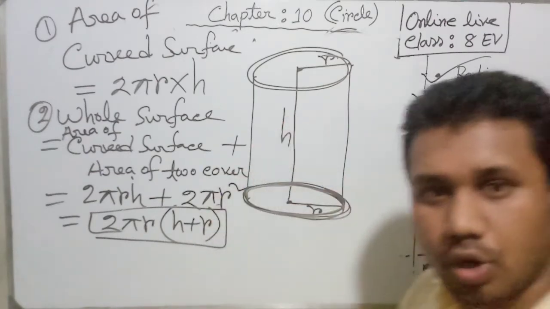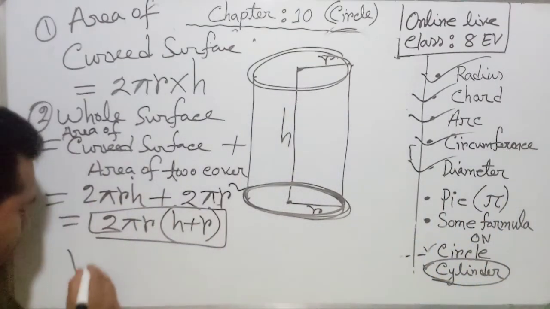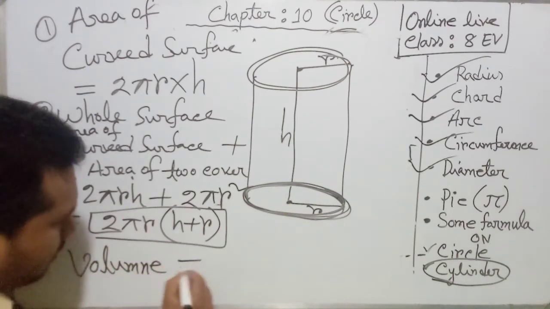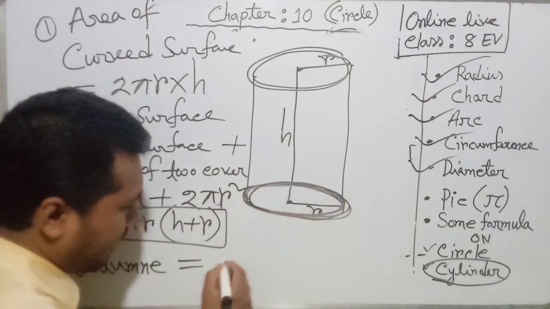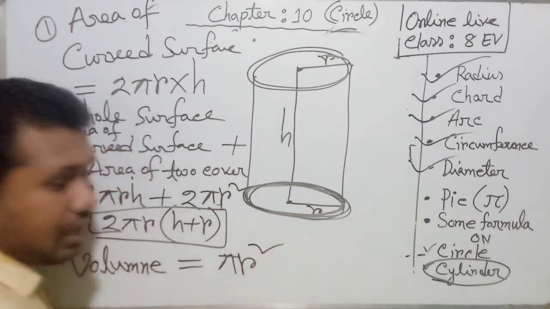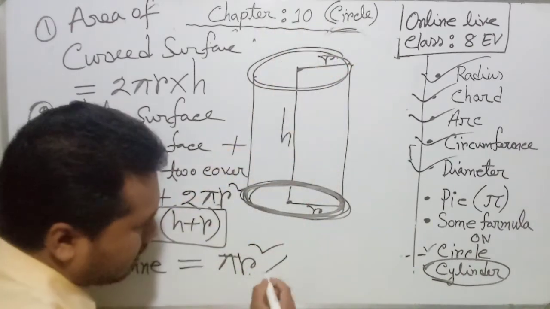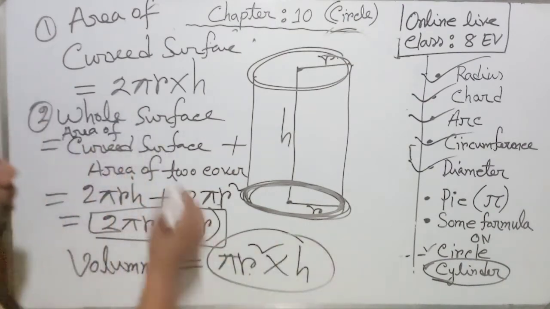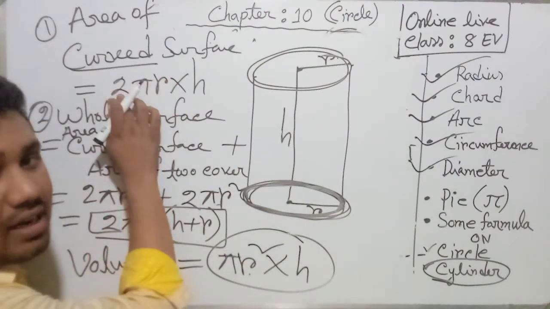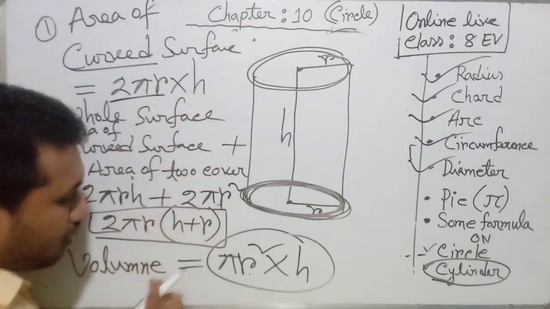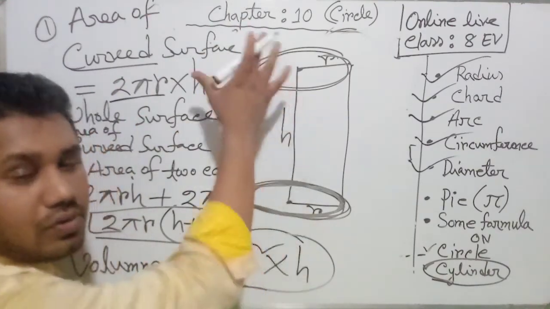And what will be the volume? This is pi r square. When volume, go to the area, pi r square, and this is h. So pi r square h. When curved surface, then circumference into height. When volume, area into height.